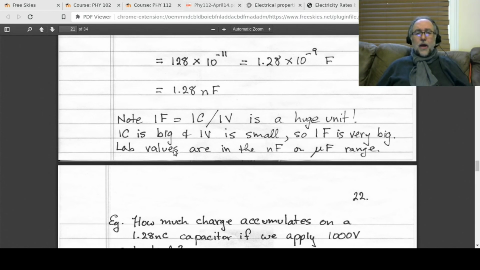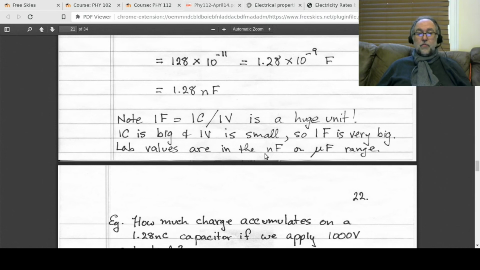Let's think why. A farad is going to be 1 coulomb of charge accumulating for every volt. A coulomb, you remember, is big. In a lab, you're working in millicoulombs, and now we're talking a coulomb, which is a thousand times bigger. And a volt is really small. You can easily produce hundreds of volts in a lab, even thousands of volts. So you've got a very big unit divided by a very small unit, and big divided by small gives you something which is very big. So a farad is very big.